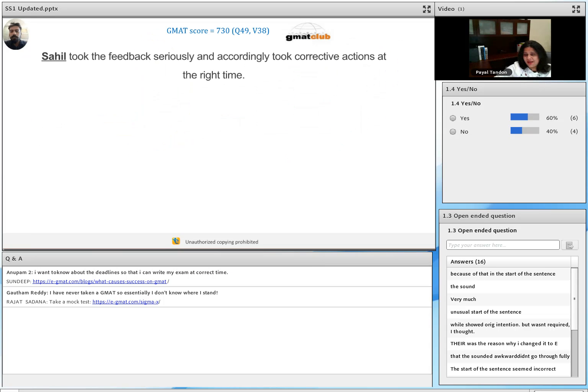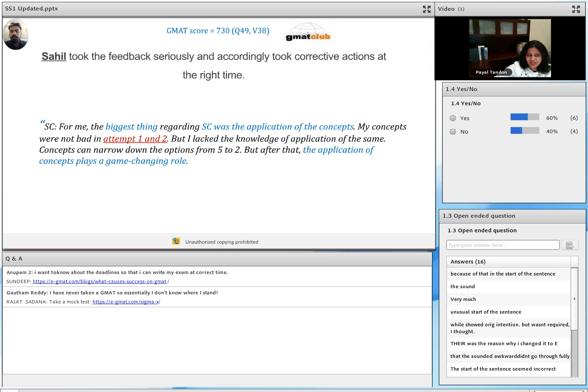Okay. So again, Sahil, he got V38. He took feedback seriously. He took corrective actions at the right time. And this is what he writes in his debrief. For me, the biggest thing regarding SC was application of concepts. My concepts were not bad in attempts 1 and 2. And again, he took GMAT 3 times.